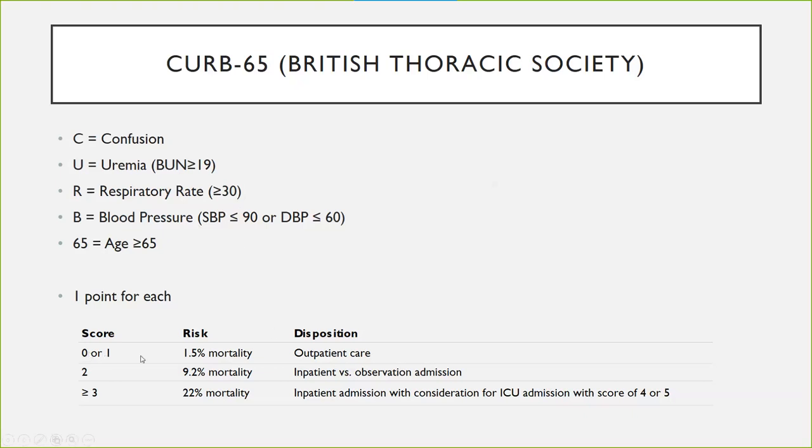If the CURB-65 score is 0 or 1, the mortality is low and they can be considered for outpatient care. If they're 2, that's kind of in the middle, and they're on the borderline inpatient versus observation. And then greater than 3, you should consider inpatient admission, and if the patient has 4 or 5, then consider ICU admission.